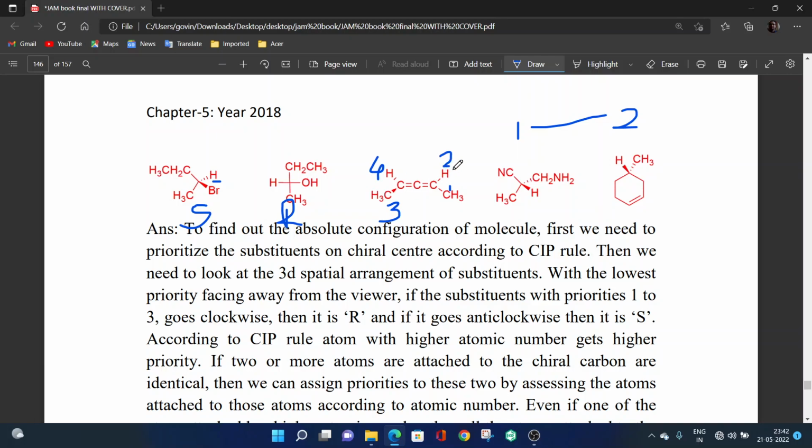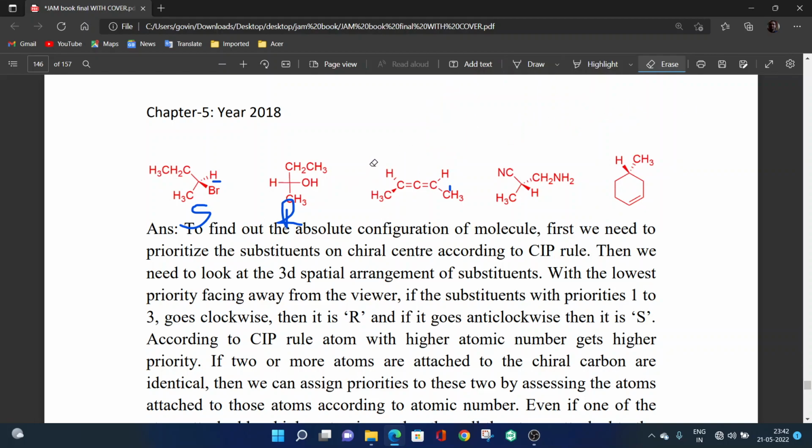When I was pulling it front, I made a mistake. I am so sorry. This hydrogen is coming on the top and CH3 is coming below, but it is coming out of the board. Please remember this. It is coming out of the board, so out of your screen.